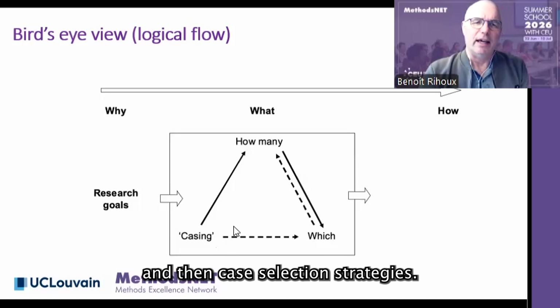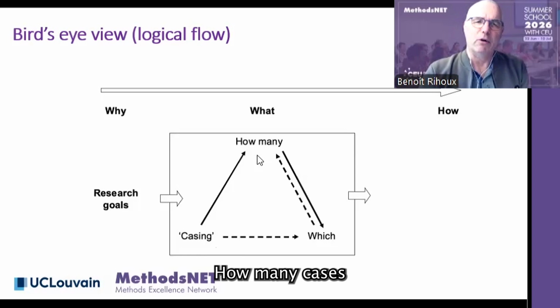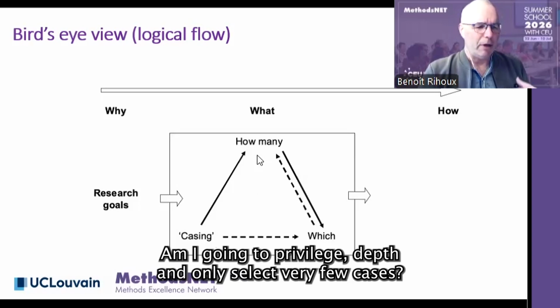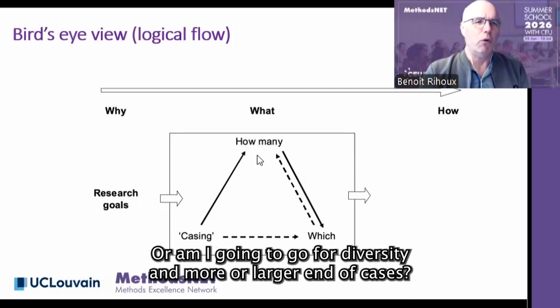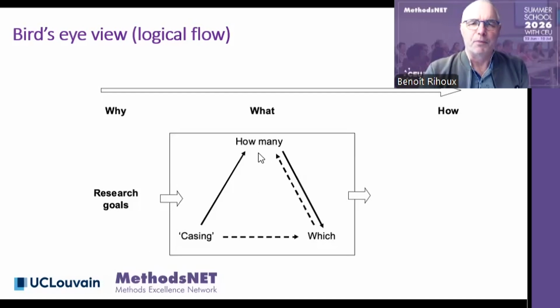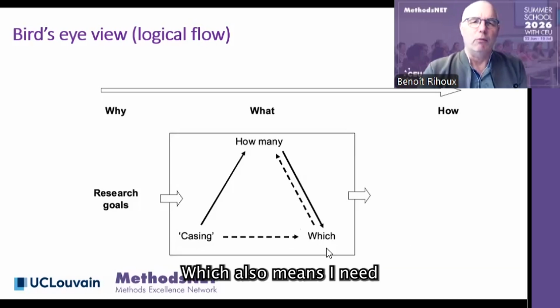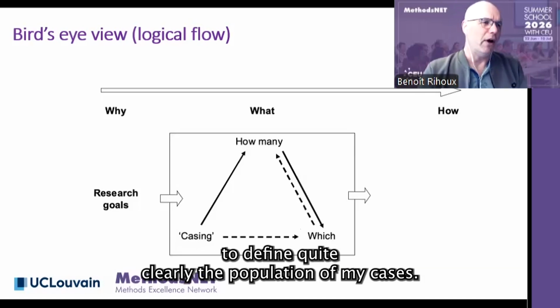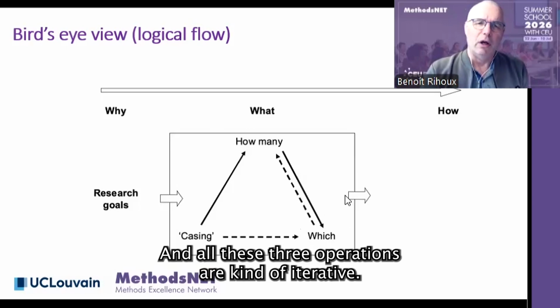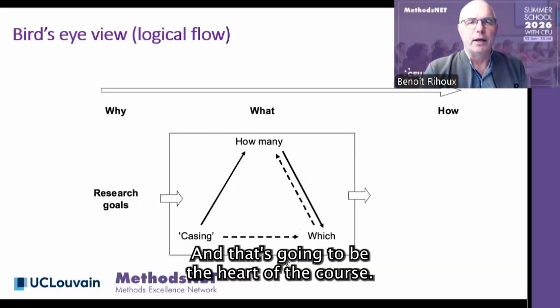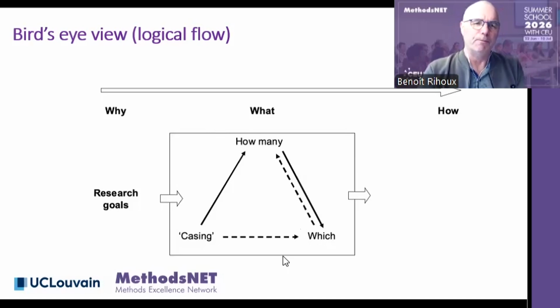And then case selection strategies. How many cases, meaning in particular, am I going to privilege depth and only select very few cases, or am I going to go for diversity and larger N of cases? And which cases, what kind of cases do I need within a given population, which also means I need to define quite clearly the population of my cases. And all these three operations are kind of iterative, and that's going to be the heart of the course.